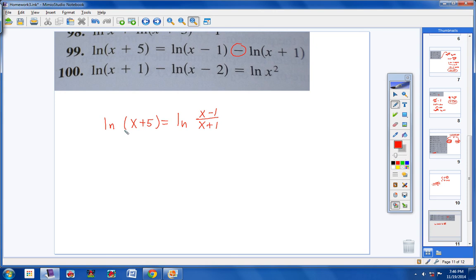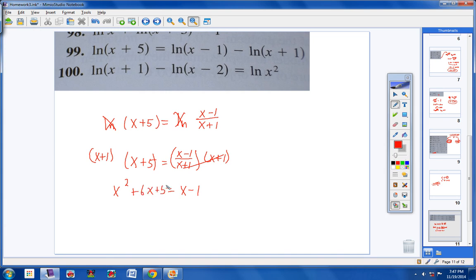Okay, now when you get it down to one logarithm on each side like we have here, look what you can do. You just simply cross off your logarithms and set the arguments equal. So to get rid of this fraction here, I'm going to multiply both sides by x plus 1. Over here they cancel out, leaving you with x minus 1. Over here you would get x squared plus 6x plus 5.